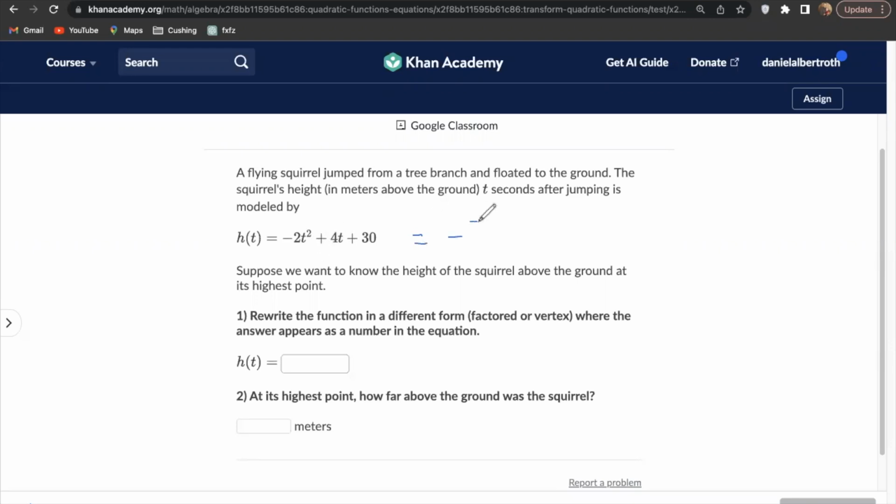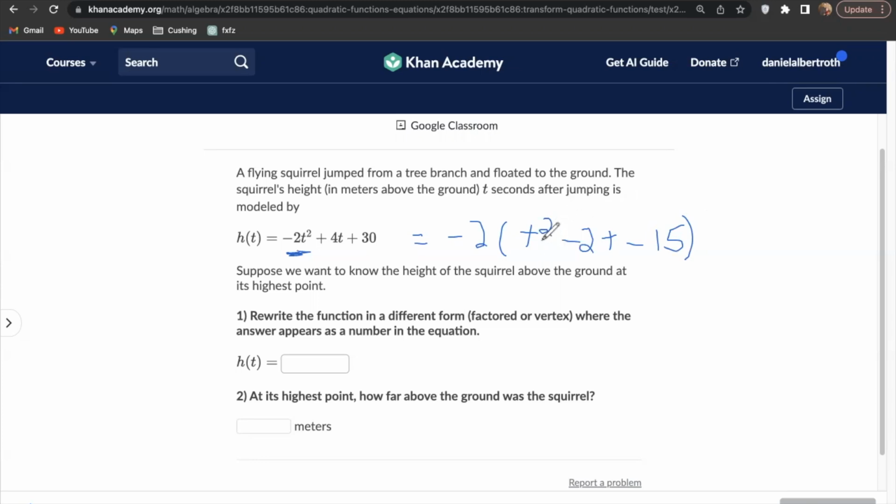This is gonna give me a starting term of just t squared, which I like a little more than negative 2t squared. If I pull out negative 2 from 4, I'm gonna be left with negative 2t, and pull out negative 2 from 30, I'm gonna be left with negative 15. So I have rewritten the function by pulling out the common factor of negative 2. That's left me with negative 2 times t squared minus 2t minus 15.